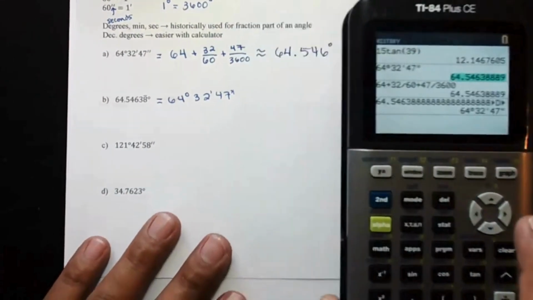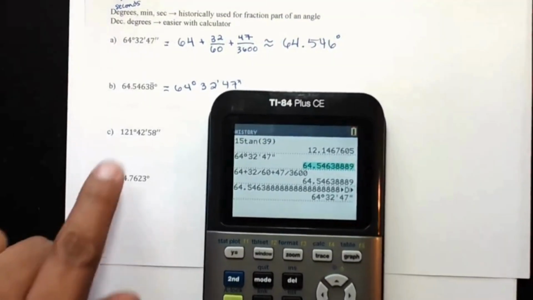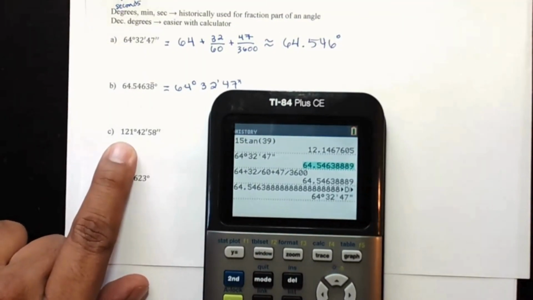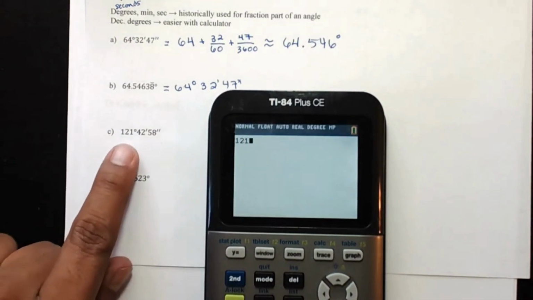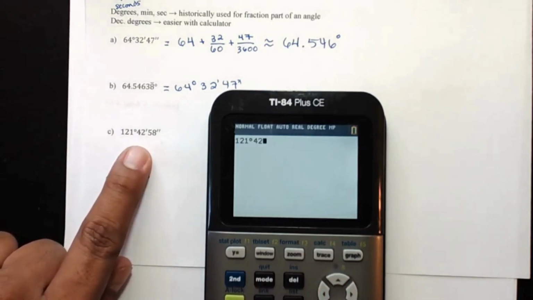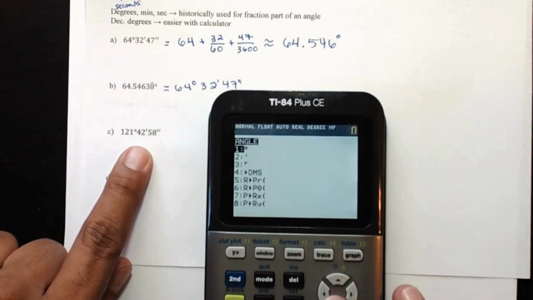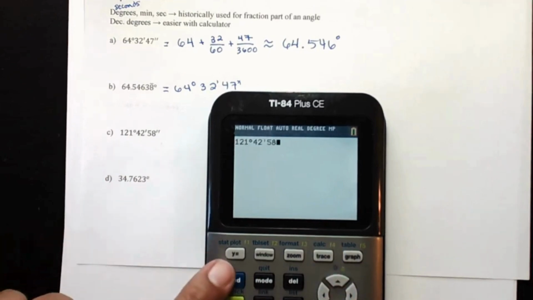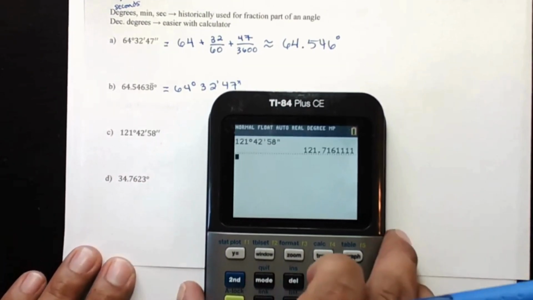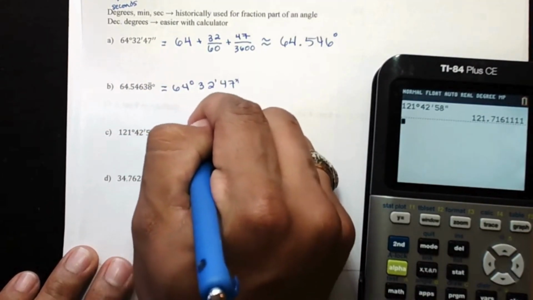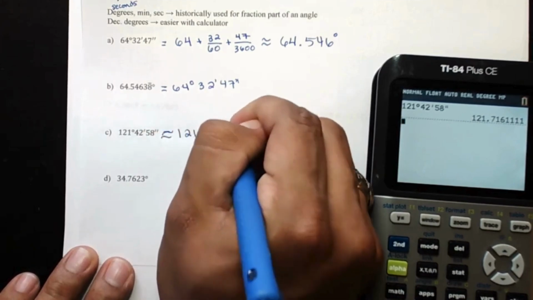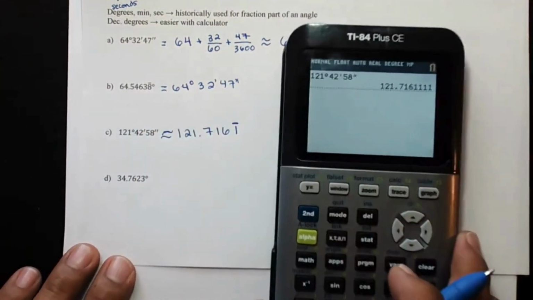So let's look at some more examples. Let's do this again. If we're converting this to decimal form, we're going to do 121, go to second apps, get the degree, 42, go to second apps, get the minutes, and then 58 seconds is alpha plus sign. And there it goes. It's approximately 121.716, and we can say that's a repeating 1.